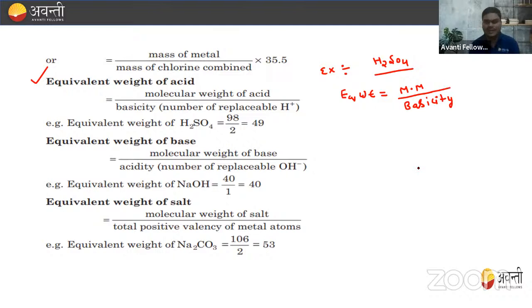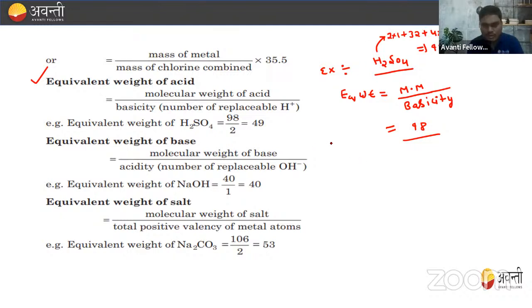Divided by basicity. What is this basicity? First of all, let me calculate the molecular mass of H2SO4. We know H having 2 into 1 plus sulfur having molecular mass 32 plus oxygen having 4 into 16. So in solving it comes out to be 98, right? So the molecular mass of H2SO4 is nothing but 98. Now what is this basicity? ठीक है, बेसिसिटी क्या है? तो यहाँ पे सिंपल देख लो, नंबर ऑफ रिप्लेसेबल H प्लस आयन. सो कितने रिप्लेसेबल H प्लस आयन हैं? बहुत सिंपल दिख रहा है, 2 H हैं जो रिप्लेस हो सकते हैं.